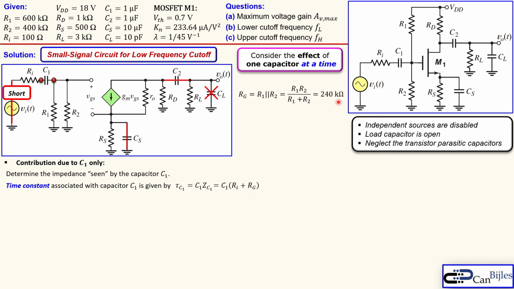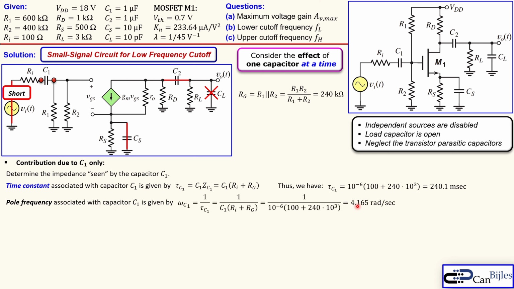Now we already have this 240 kilo ohm. We all know what this is. So we can also use this C1 here, which is 1 microfarad. And that will result here in 10 to the power minus 6 times 100 plus 240 kilo ohms, and it was then 240.1 milliseconds. And the pole frequency associated with this capacitor C1 is 1 over its time constant, and it's then 4.165 radians per second. So this is a small value, probably not really dominant in our calculations, but this is what we have now for the contribution due to C1 only.